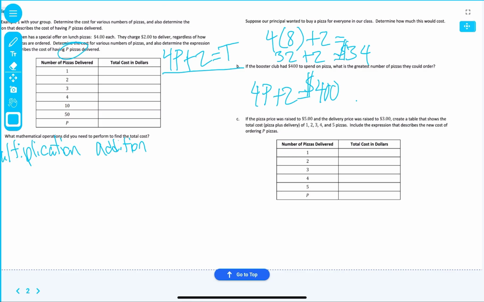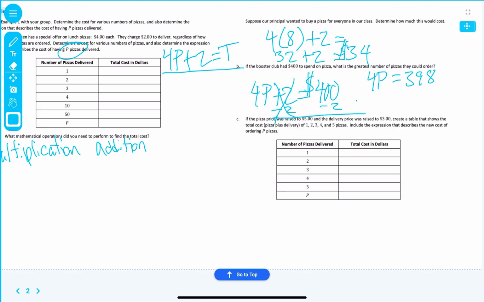So this is where Mr. Anderson says, if you can do it, do it. If you can't, do the opposite. What's the opposite of plus 2? You subtract 2. Now, that cancels this and gives us 4p is equal to $398, because we have to subtract that delivery cost to find out how many pizzas we can get.